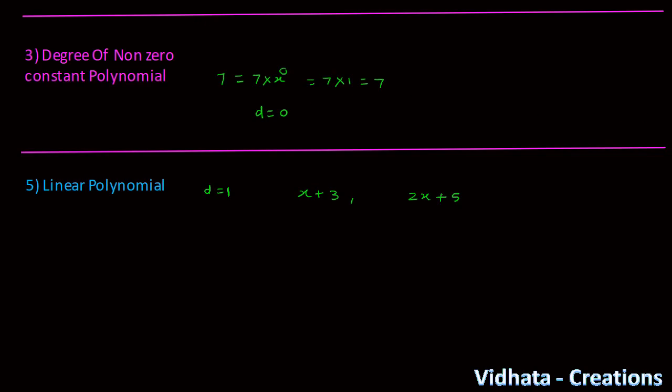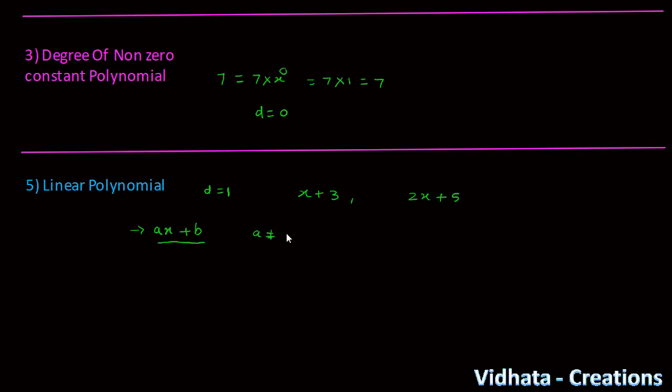You know, the standard form of the linear polynomial is always ax plus b. This is the standard form of the linear polynomial, in which a should not be equal to 0.